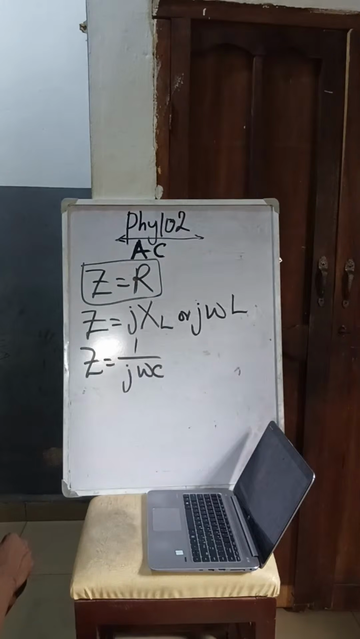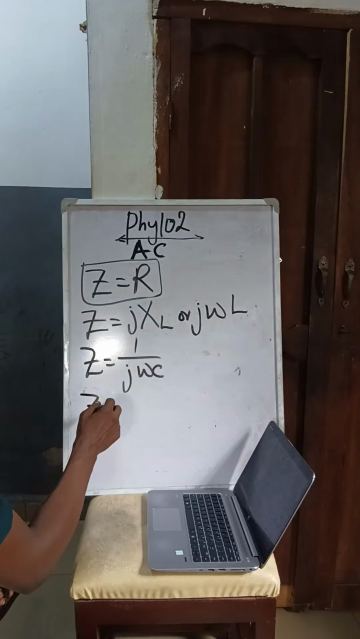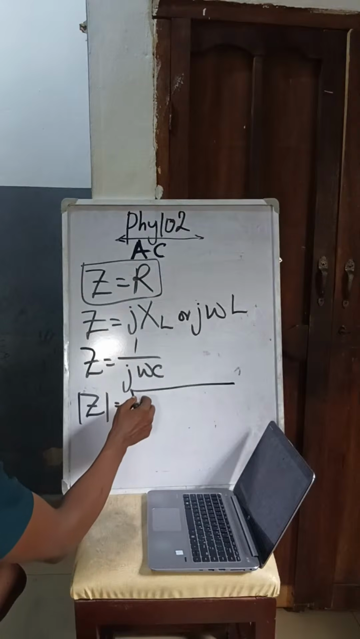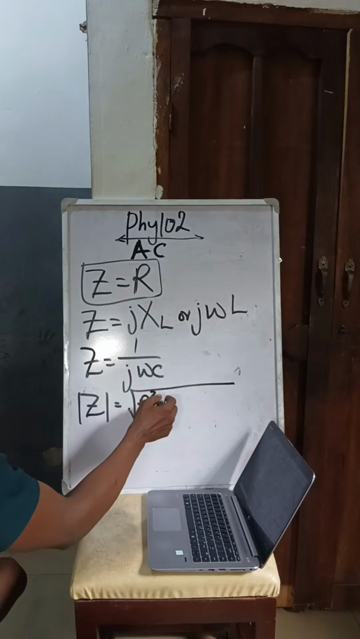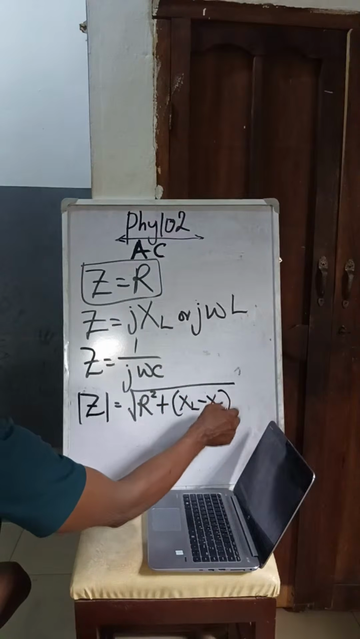What is the impedance of a series RLC circuit? The impedance of a series RLC circuit is the square root of R squared plus (XL minus XC) all squared.